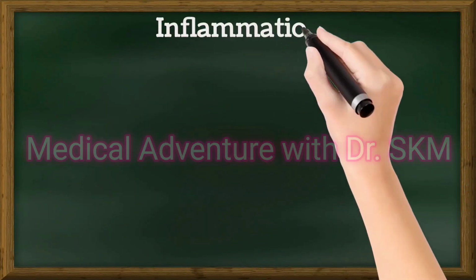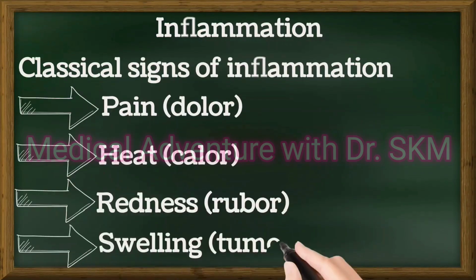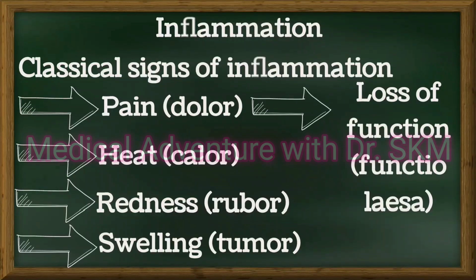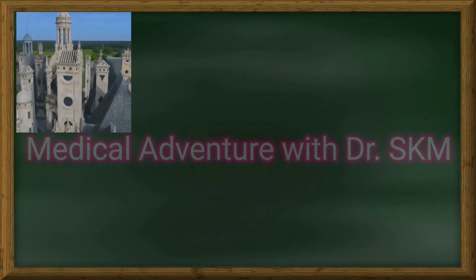Inflammation is characterized by 5 classical signs: pain, heat, redness, swelling, and loss of function, which means that tissues or organs may not work properly. It's important to note that the term tumor has 2 meanings. In the context of inflammation, tumor refers to swelling, whereas in the field of neoplasms or cancer, it carries a different meaning. Here's a short story for you.